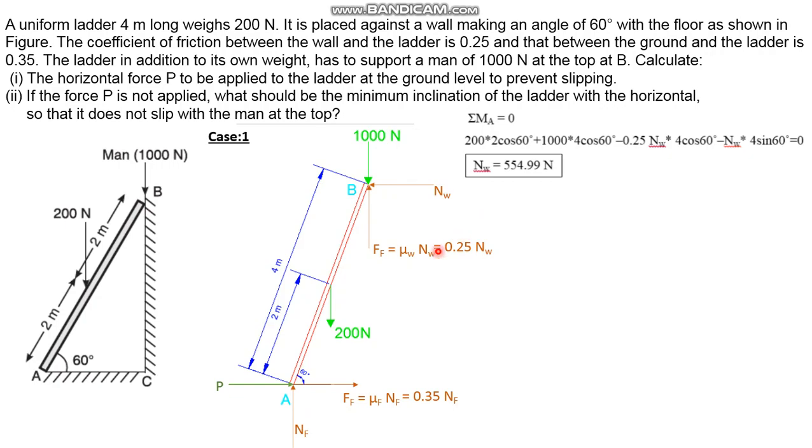One thing you have to take precaution is, if you don't substitute these things, 0.25, 0.35, NF, NW, it will be a little bit difficult to solve. So therefore at the first stage only, you make this arrangement.